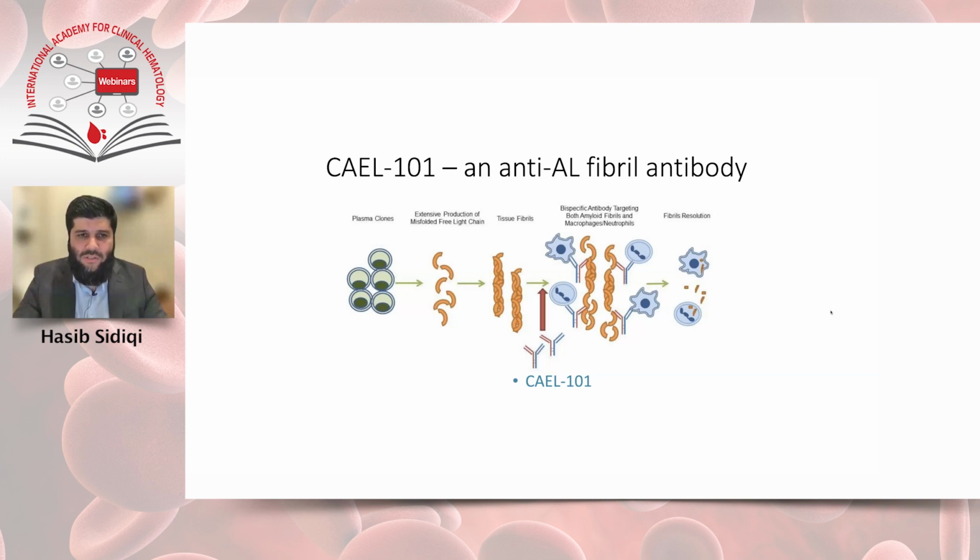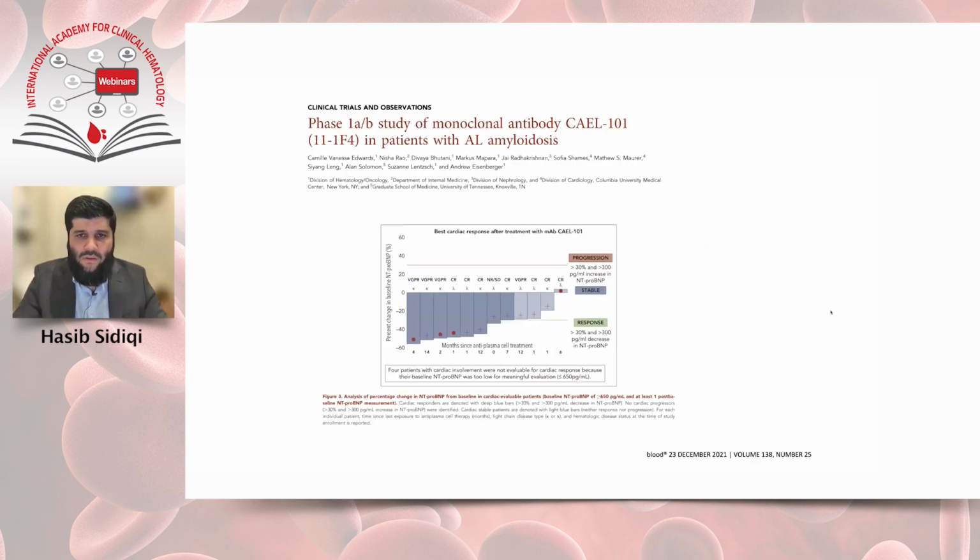The first that I'd like to mention is KL101, which is an anti-light chain or fibril antibody. It is designed to bind onto the amyloidogenic light chains that have formed these fibrils that have deposited in tissues, then recruit macrophages and neutrophils and help solubilize those amyloid deposits and get rid of them. What we know from this early phase 1 study of this agent is that it is effective in improving cardiac function and inducing what we would call an organ response.